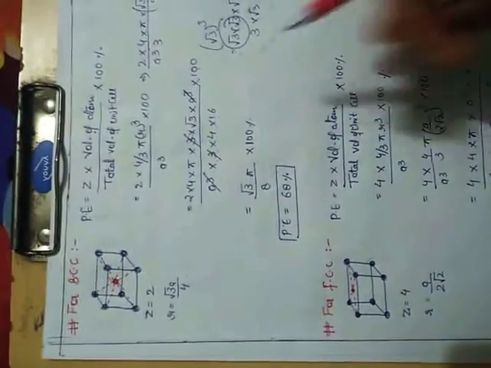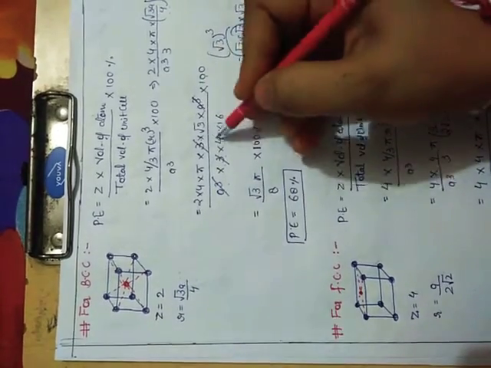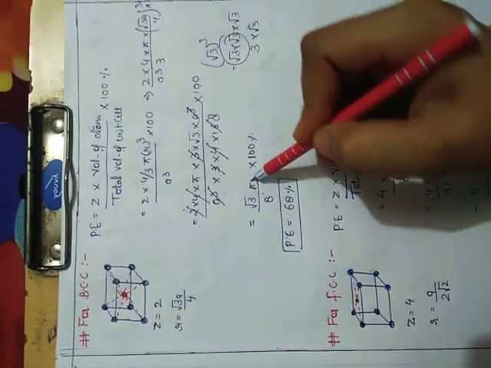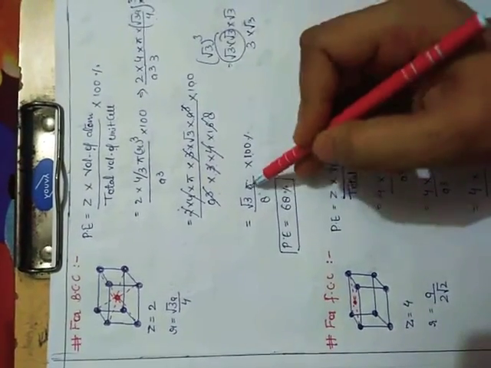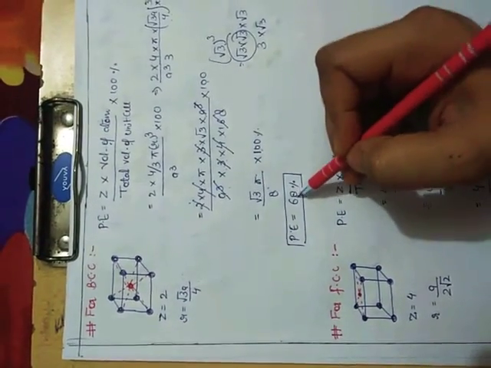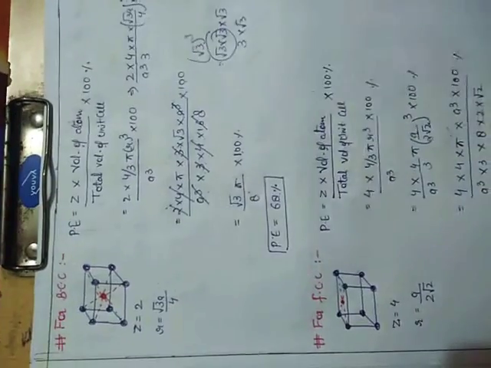So 3 cuts 3, a cube cuts a cube, the 4 cuts the 4, and the 2 goes into 16 eight times. So we will get √3 upon 8 pi into 100%. If you put the value of pi as 22/7, you will get 68% efficiency for the BCC type of arrangement.